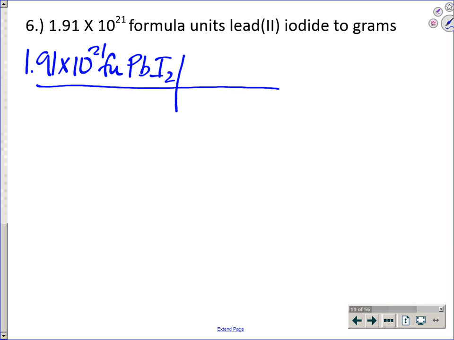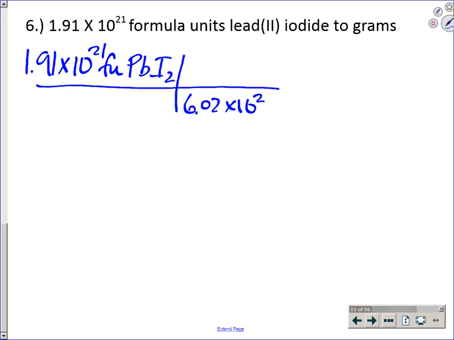Bailey, once we get to mole, where would we go next? To grams using what? Hero table. So this is a 1-2 step process. That's why I said steps out loud there. So tell me how you're doing this first step right there.